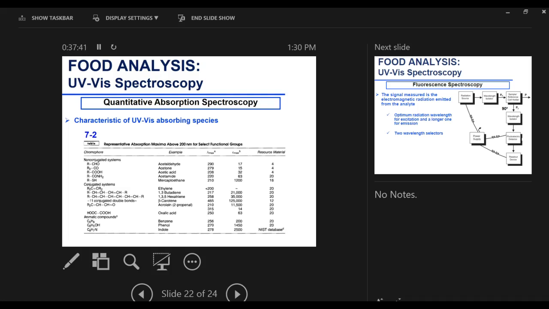If you know the absorptivity, you don't have to have a standard curve actually. Absorption equals absorptivity times the length of the path of light multiplied by concentration. So if you have the absorptivity, you don't have to have a standard curve.